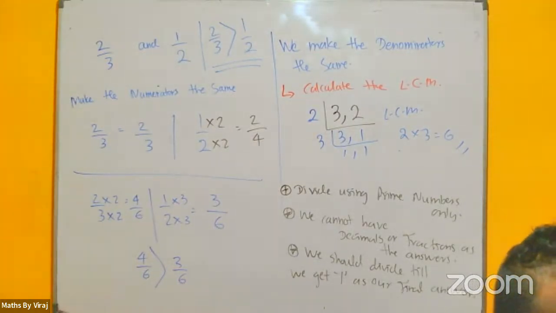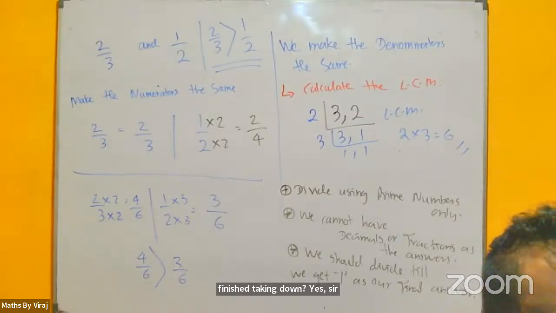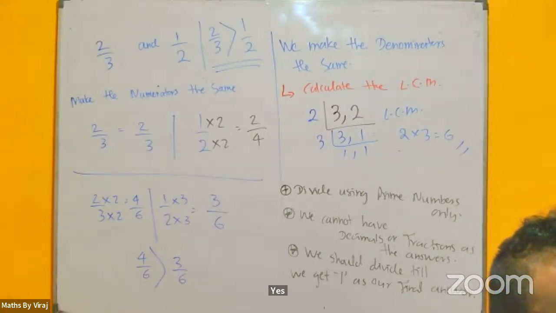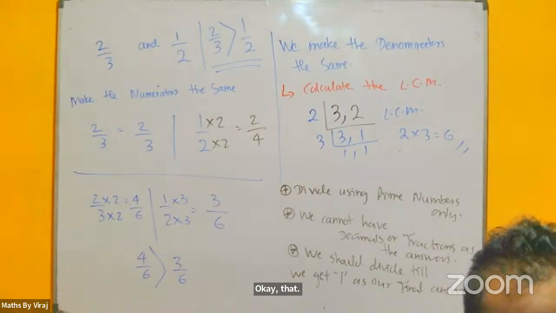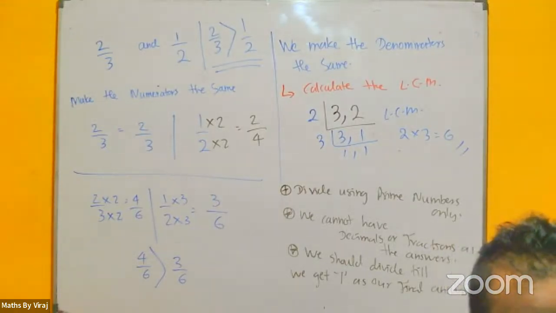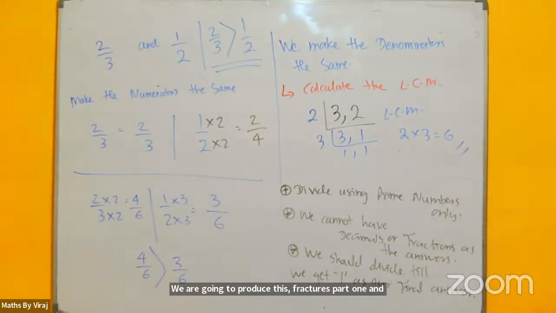Children, have you done? Did you finish taking this down? Yes or no? No, sir. All right, okay. Right, take it down fast, please. Finished, sir. Okay, darling. We are going to finish this fractions part 1 and move on to fractions part 2, children.